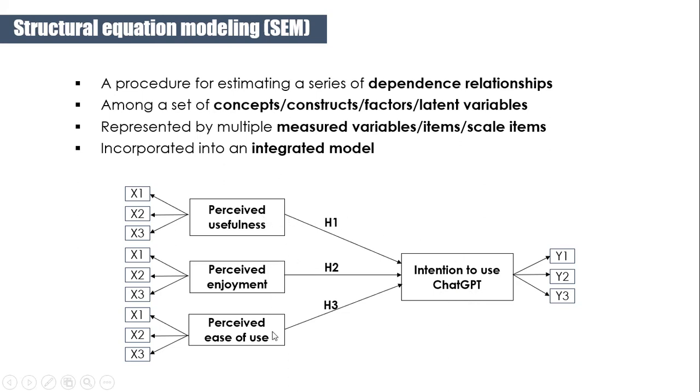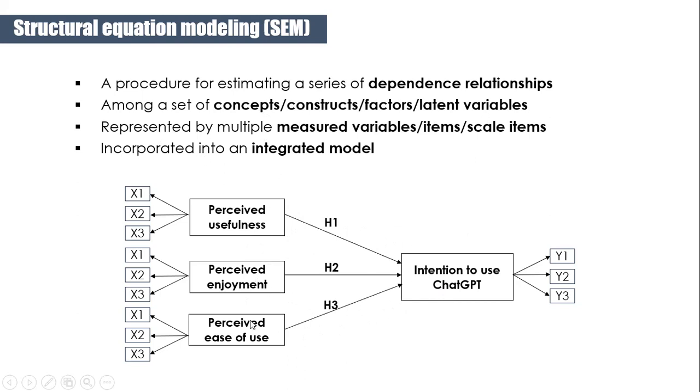There are some factors that affect the intention, for example perceived usefulness, perceived enjoyment, and perceived ease of use. We are trying to understand the relationship, and this relationship is called a dependence relationship. This construct depends on these three. That's why it is called the dependence relationship among a set of concepts, constructs, factors, or latent variables. These are perceived usefulness, enjoyment, ease of use, and intention to use ChatGPT. These are called concepts, constructs, factors, latent variables, and so on. So we are trying to understand the dependence relationship among these constructs.